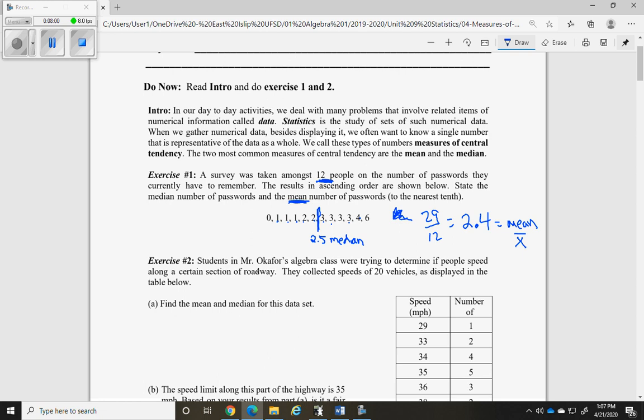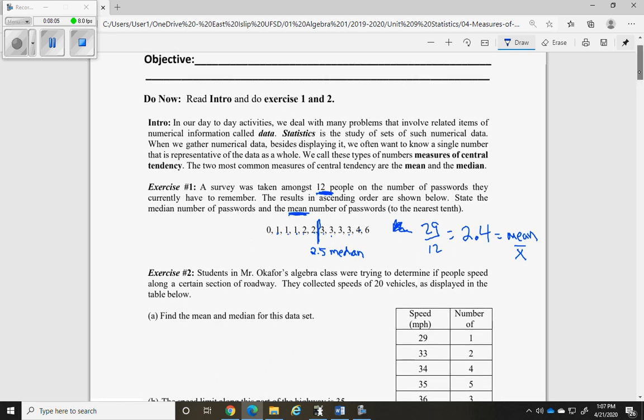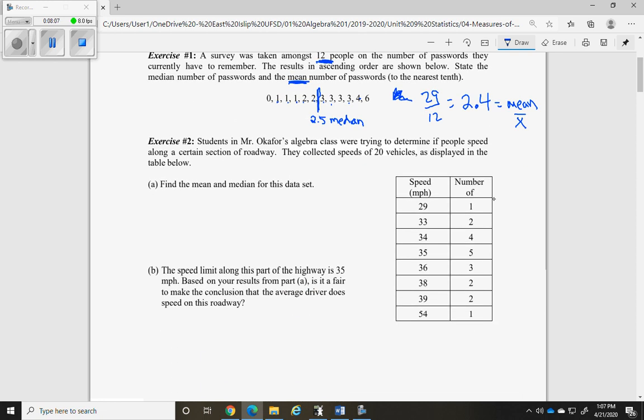Number 2, some people mess up on number 2 because of the way that the table is displayed. So the students are trying to determine people's speed along a certain section of the roadway. So they collected the speeds of 20 vehicles. That's so important for you to recognize that there's 20 vehicles, because when you look at this, it doesn't look like there's 20 different numbers. But over here it tells you how many cars were going that speed.